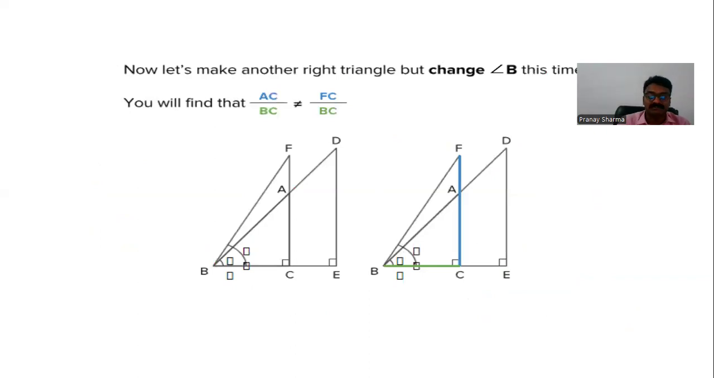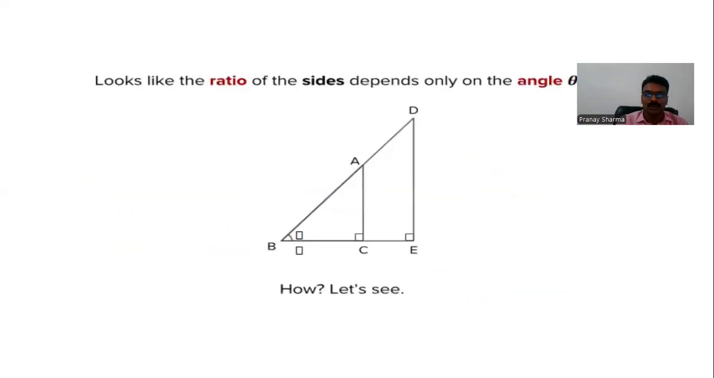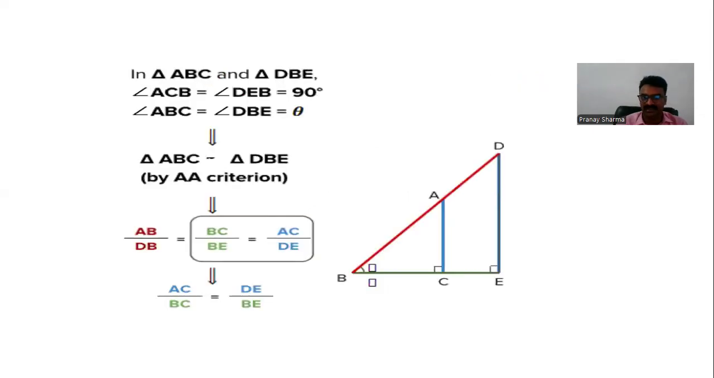But if you change this, B is not going to be the same, right? If you have elevated it, then obviously you will not be getting AC over BC equals FC over BC, right? That is a proven fact because these two are not similar at all. So it depends on theta, on one more angle. We have followed AA criteria, so they have proved that sides are proportional if two triangles are similar. That is where we get AC over BC equals DE over BE.